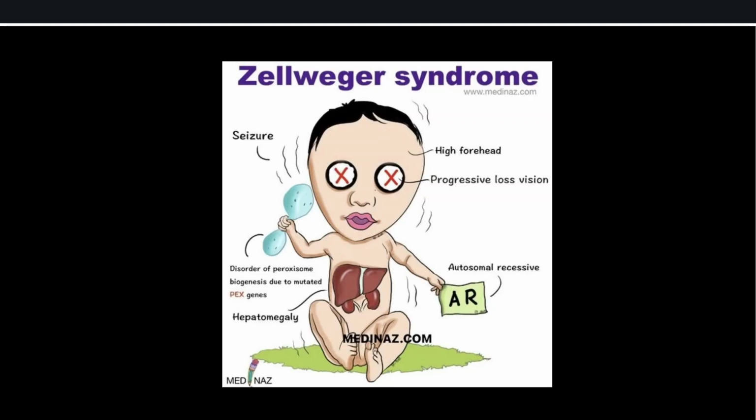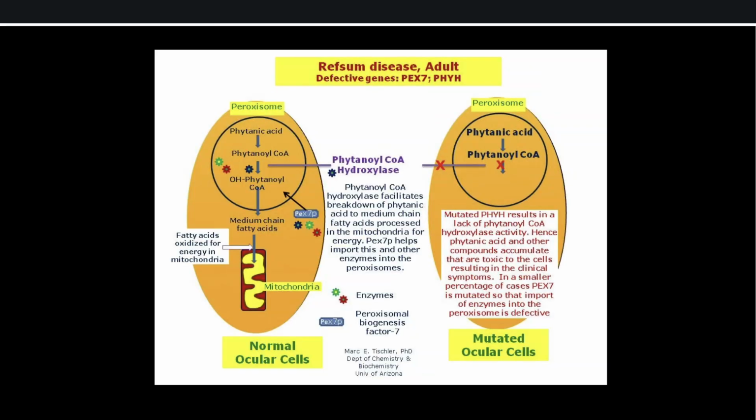This is the Zellweger syndrome patient, right? So you see seizures, craniofacial abnormalities, right? Loss of vision, and eventually you'll see hepatomegaly, and all of this is autosomal recessive. Okay, that is Zellweger, right?